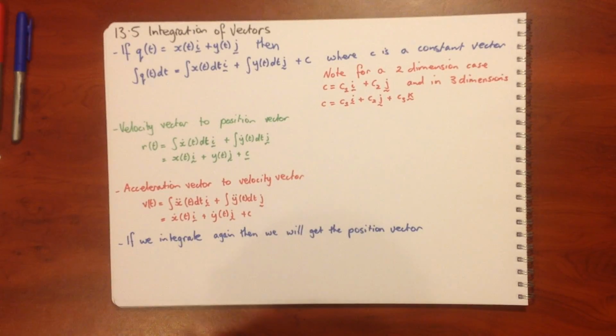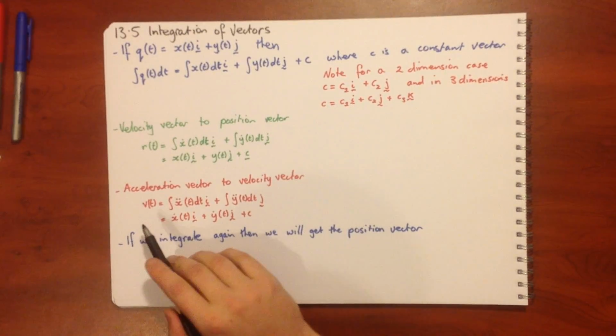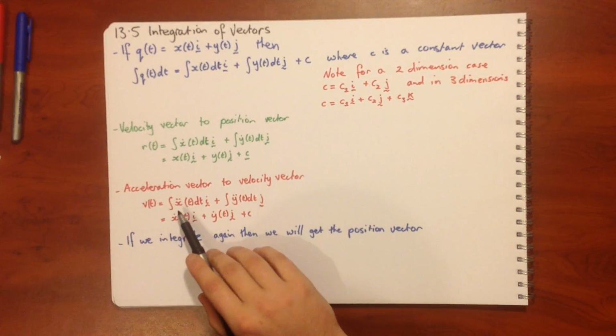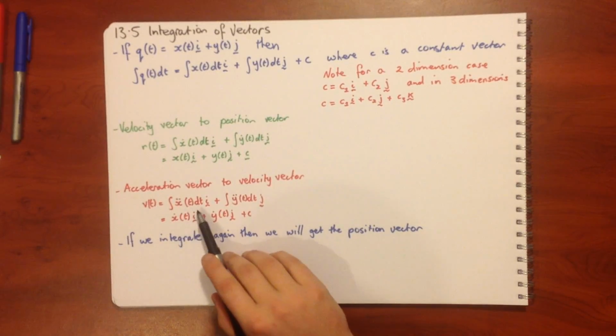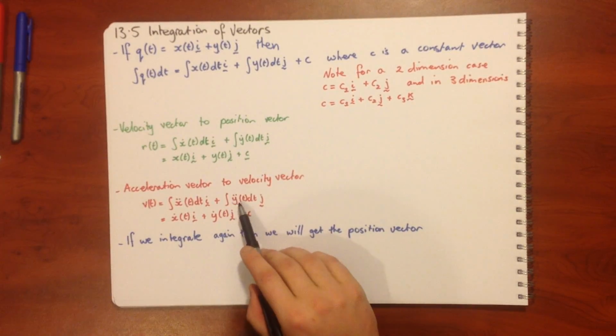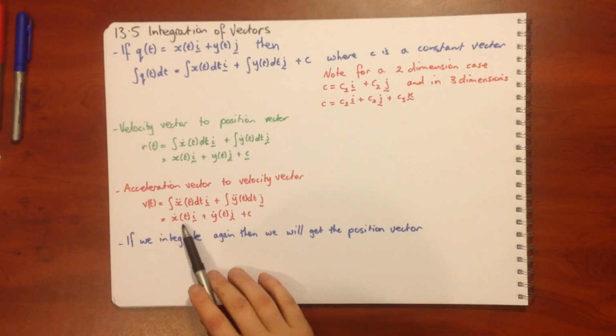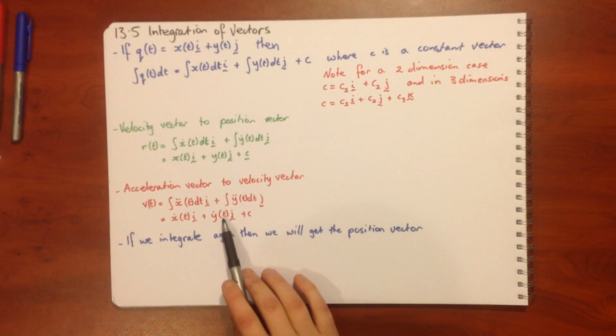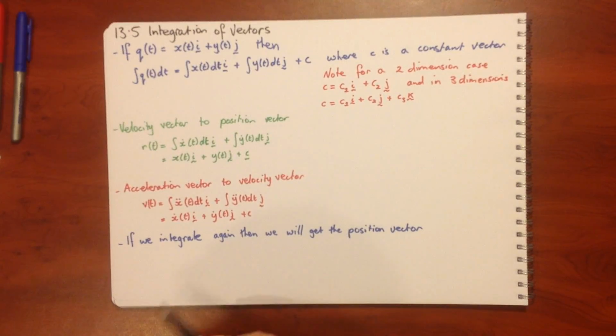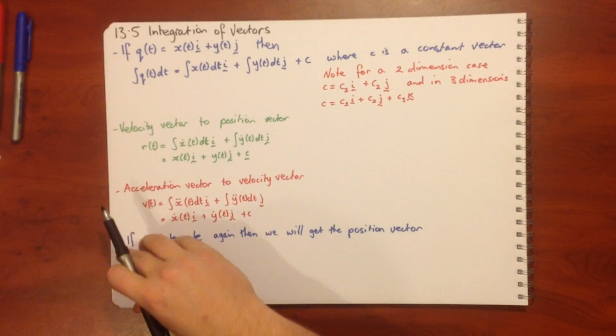Our acceleration vector to velocity vector: well, our velocity vector is equal to the integral of x double dot(t) dt i plus the integral of y double dot(t) dt j, or simply x dot(t) i plus y dot(t) j plus c. And of course, if we were to integrate again, then we get the position vector.